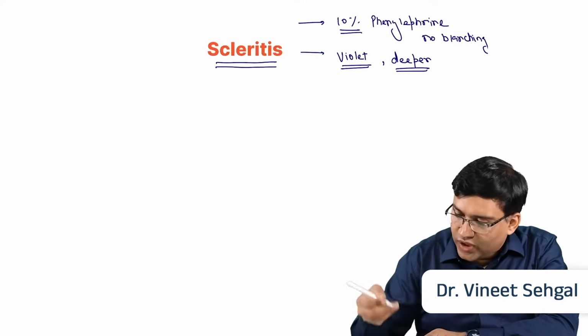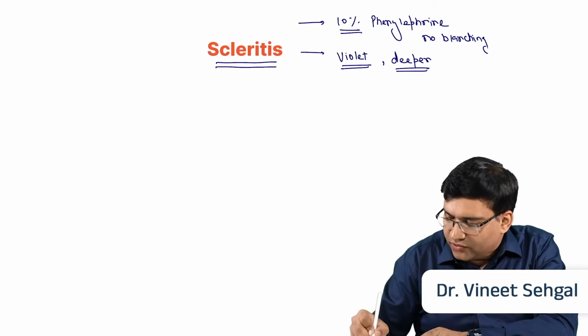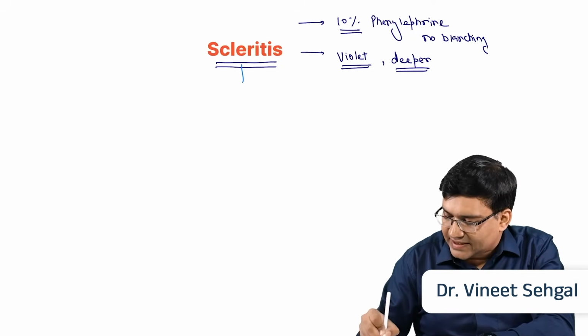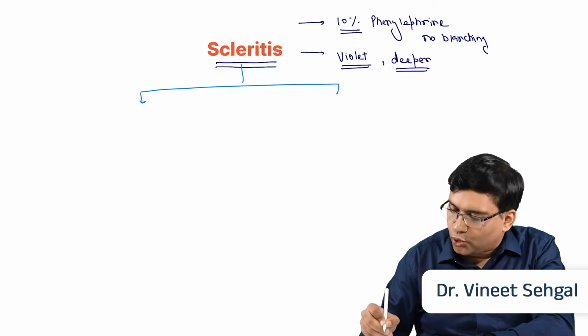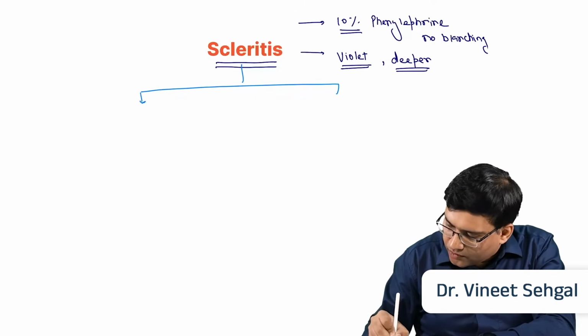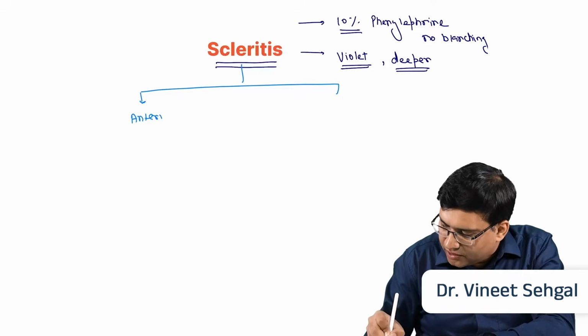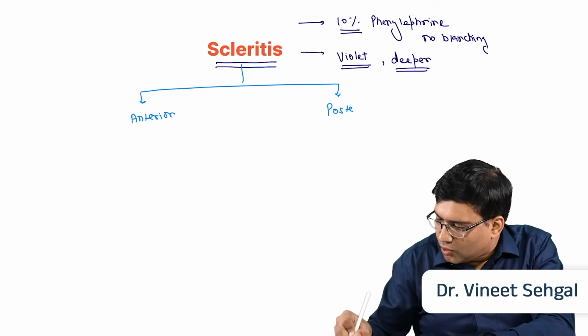Okay, now we come to what are the types of scleritis. So we differentiate into 2 types: anterior and posterior.